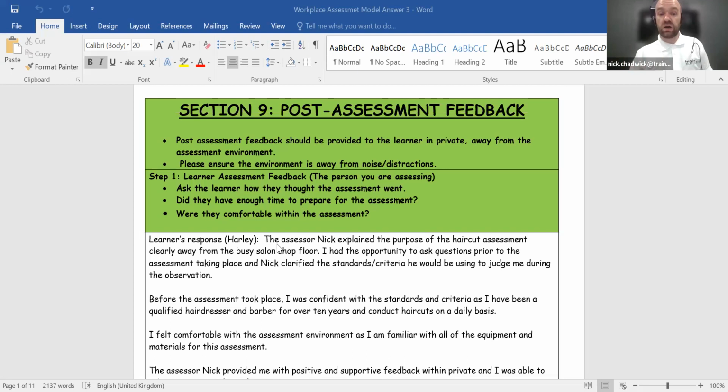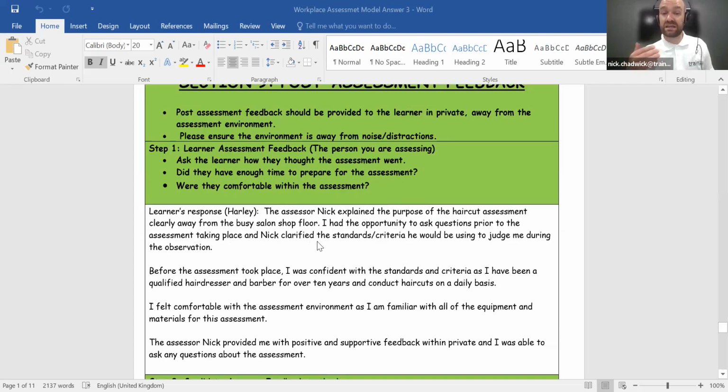Okay, and this is Harley's response. So the assessor, Nick, explained the purpose of the haircut assessment clearly, away from the busy salon shop floor. I had the opportunity to ask questions prior to the assessment taking place, and Nick clarified the standards and criteria he would be using to judge me during the observation.